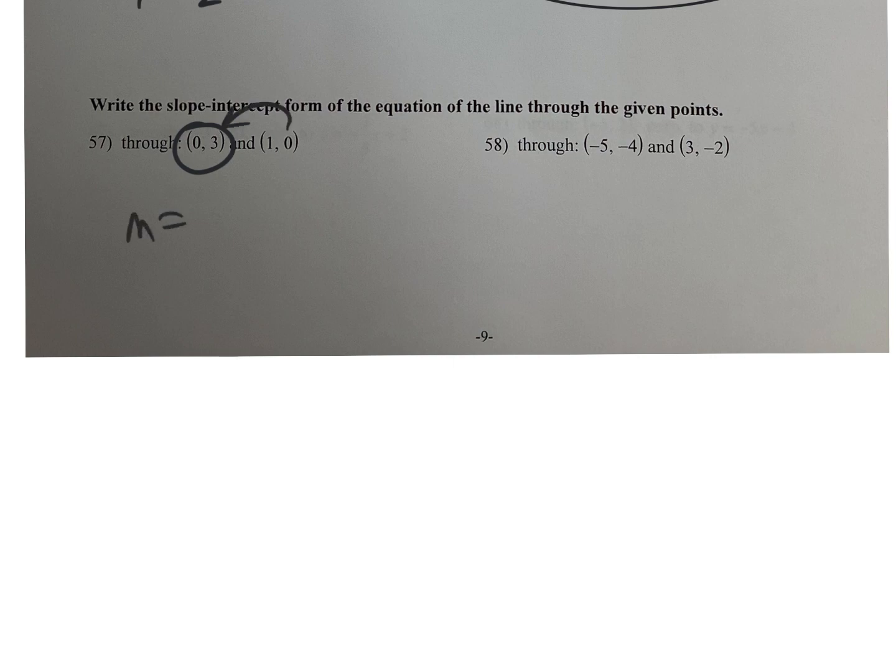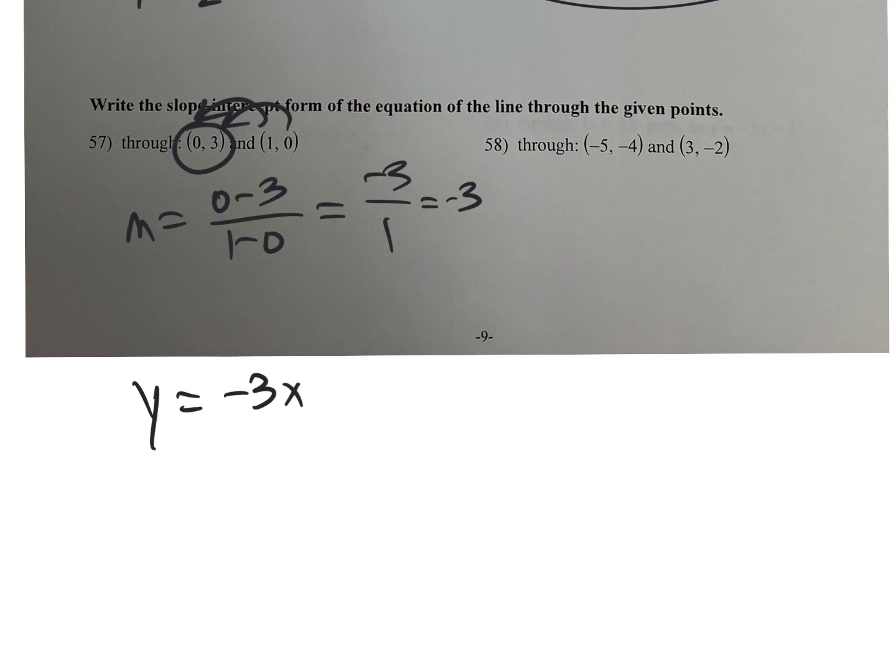Slope is 0 minus 3 over 1 minus 0. Is that only because there's a 0 in the x spot? Yeah. So if I asked you to plot 0, 3, where are you going to be? On the y-axis. So anything on the y-axis is your y-intercept. So you get negative 3 over 1, or just negative 3. So y equals negative 3x, that's your slope, and it goes through positive 3.